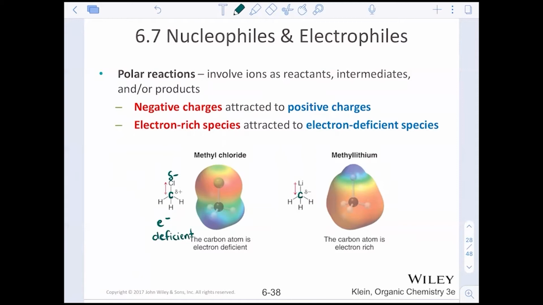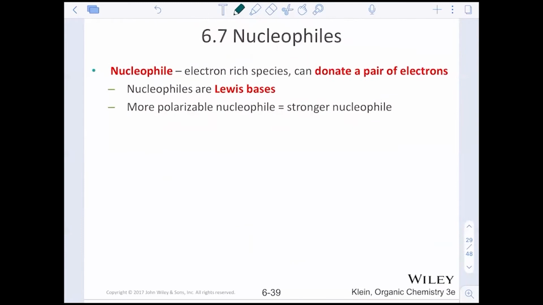When carbon is bonded to lithium, lithium being a metal, then we start seeing that lithium pushes its electron density towards carbon, making it electron rich, having more electron density closer to the negatively charged species. Lithium will take on the delta positive, and carbon, more electronegative than lithium, takes on the delta negative. So in a reaction, we have to be able to label electron-rich species and electron-deficient species.